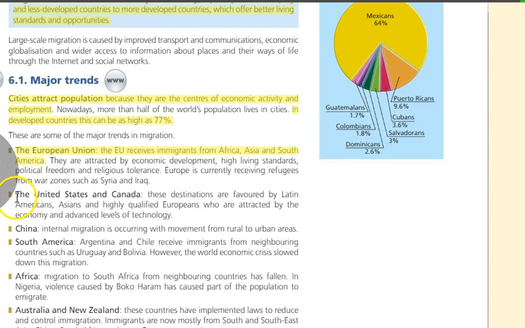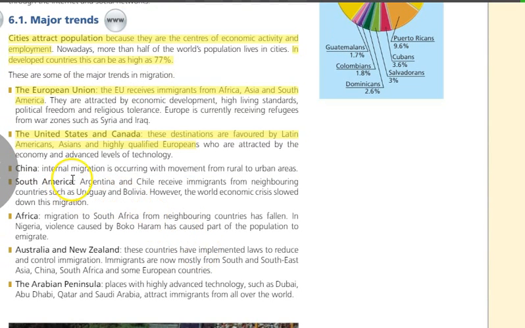The United States and Canada. These destinations are favored by Latin Americans, Asians, and high-qualified Europeans who are attracted by the economy and advanced levels of technology. China. Internal migration is occurring with movement from rural to urban areas.